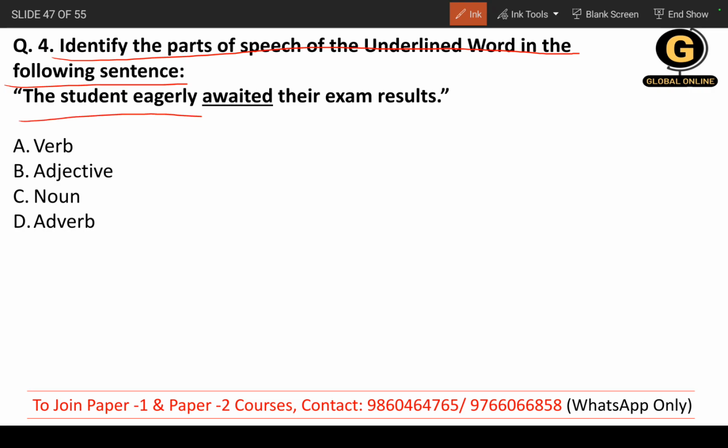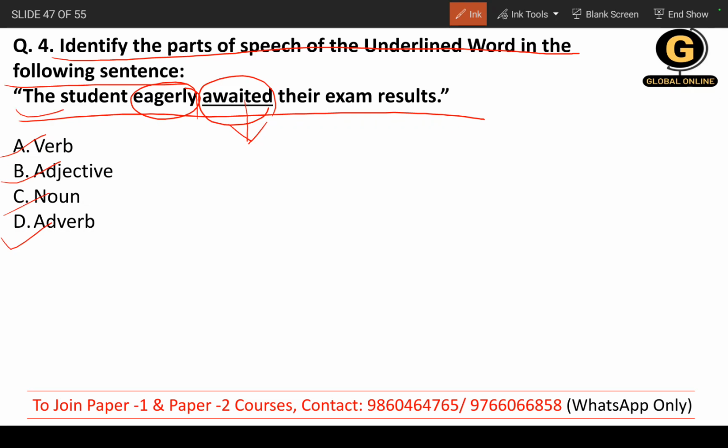Now, identify the part of speech of the underlined word in the following sentence. The students eagerly awaited their exam results. Now, eagerly can be the question and awaited can be the question. But here, the question is asking what is awaited? Verb, adjective, noun, or adverb. So what does awaited mean? Awaited is a verb.